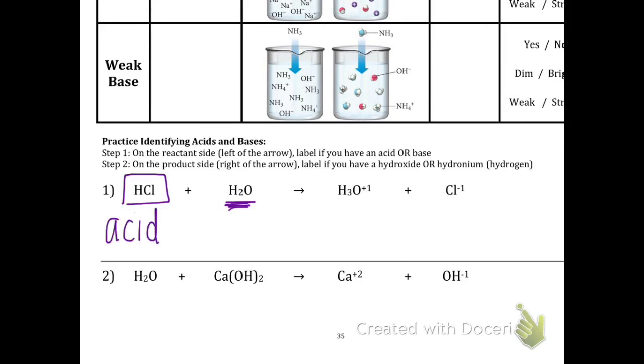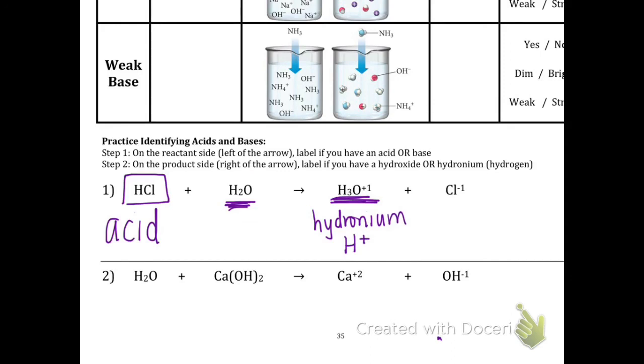Acids on the other side will always have a hydrogen or a hydronium. This is a hydronium right here, because acids always have hydroniums. Remember, hydronium and hydrogens are interchangeable. They mean the same thing.